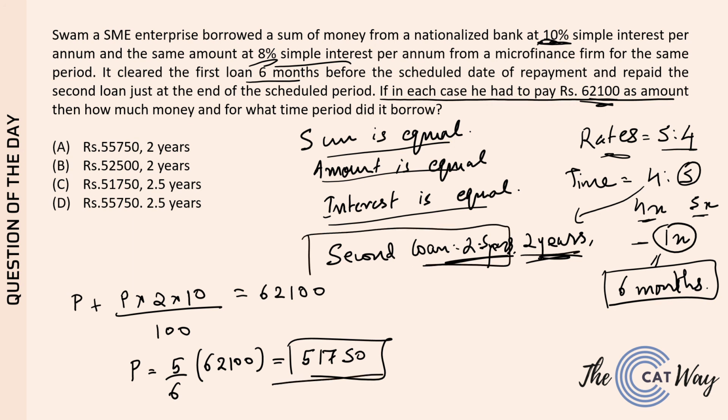So the amount comes out to be 51,750 and the time period comes out to be 2.5 years. Why not 2 years? Because the first loan was paid 6 months earlier, and the actual time period was 2.5 years. So from this we can say that our answer is going to be option number C.